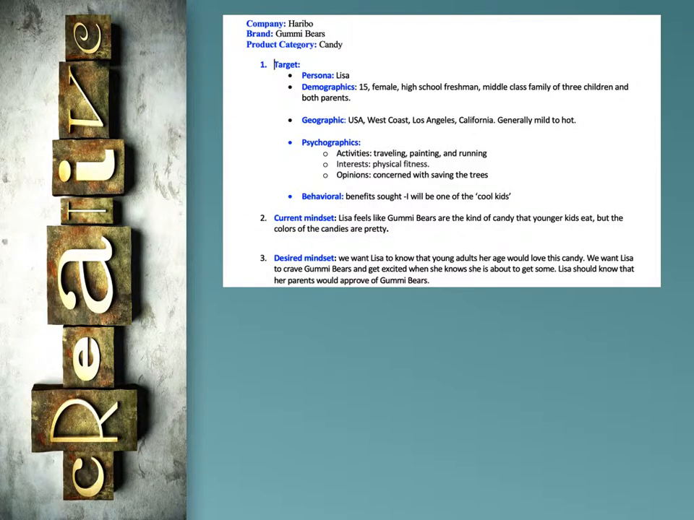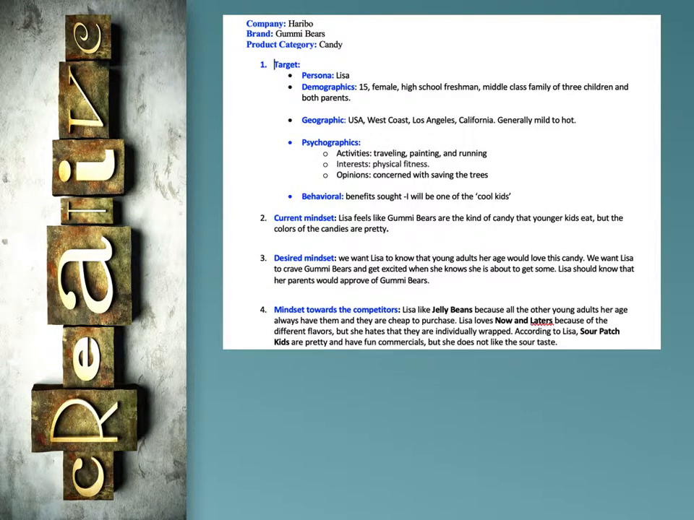And then you go on to the desired mindset. How do you want Lisa to feel about your gummy bears? We want Lisa to know that young adults her age would love this candy. We want Lisa to crave gummy bears and get excited when she knows she's about to get some. Lisa should know that her parents would approve of gummy bears. So this is what we want her to think about gummy bears. Everything positive, everything about the brand.